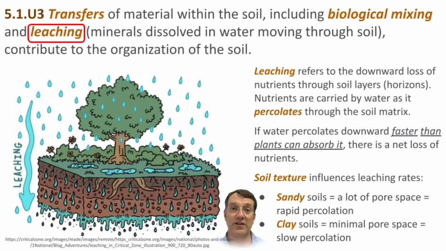Another big transfer in soils is the downward movement of minerals that follows water as water percolates from the soil surface down into those deeper layers. This is called leaching, which is the downward loss of nutrients from those top layers, their movement or transfer into lower horizons of the soils. If they go low enough, then plant roots can't access them, and they have been lost to living organisms above.